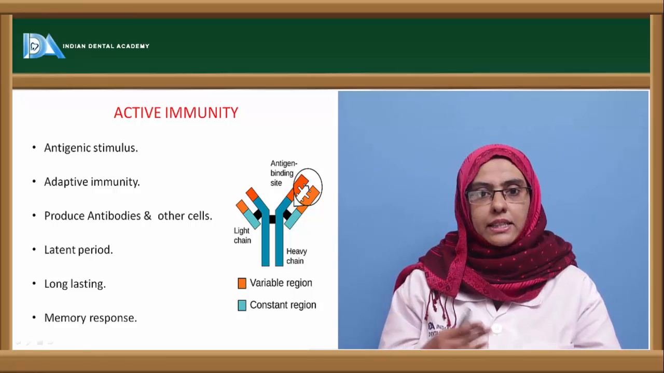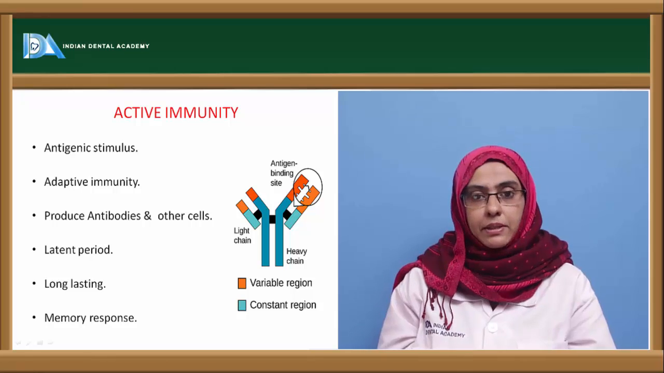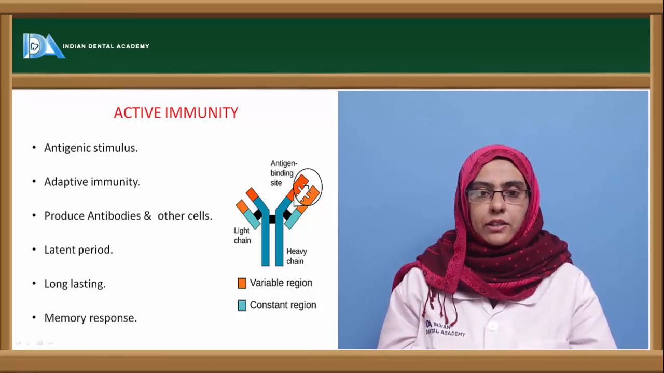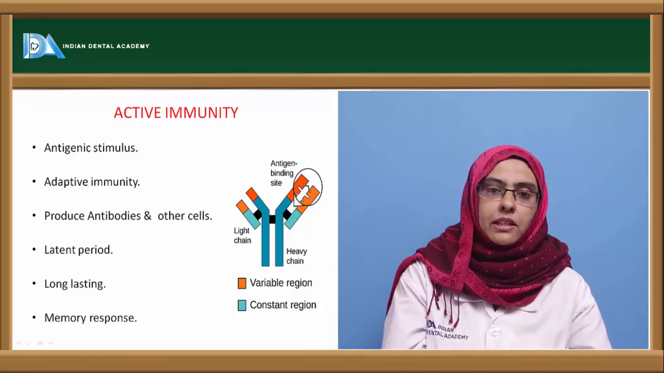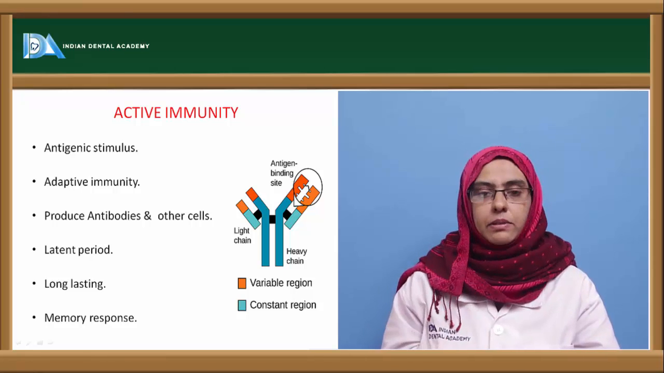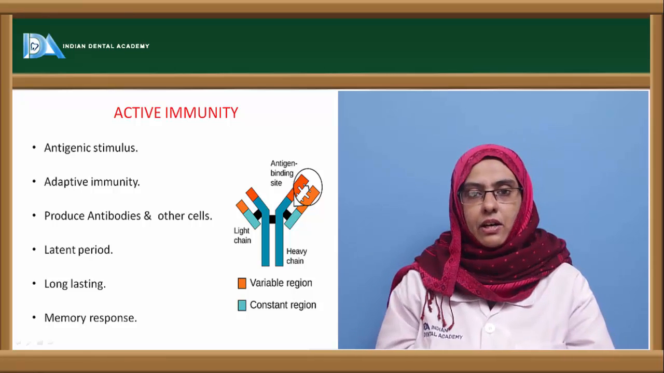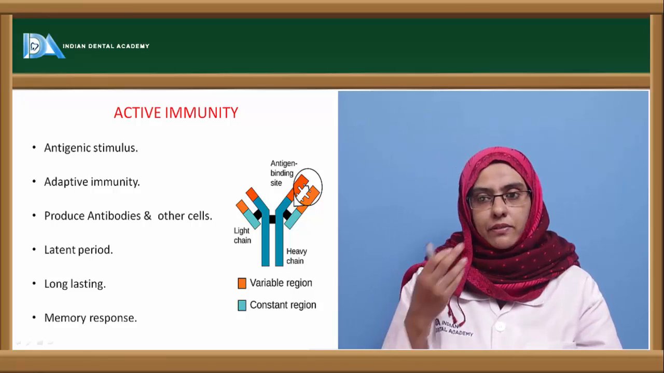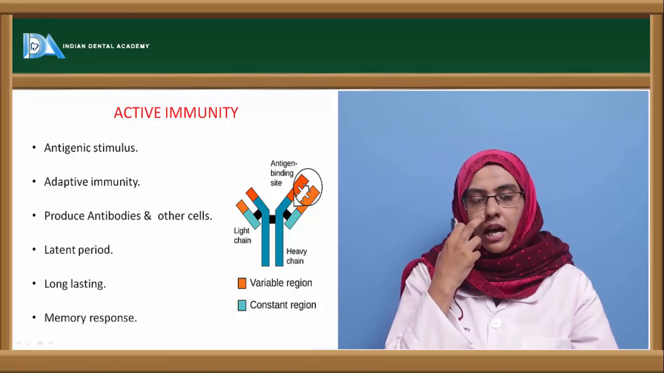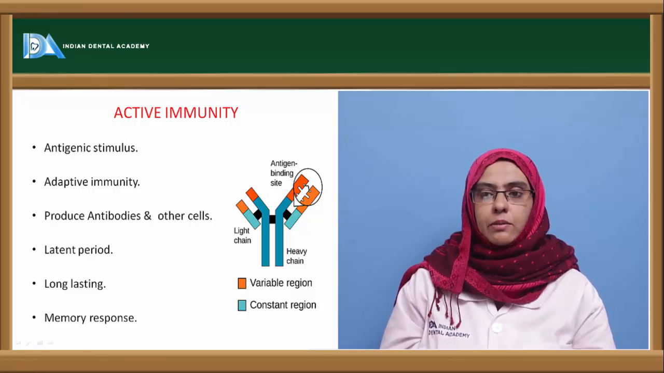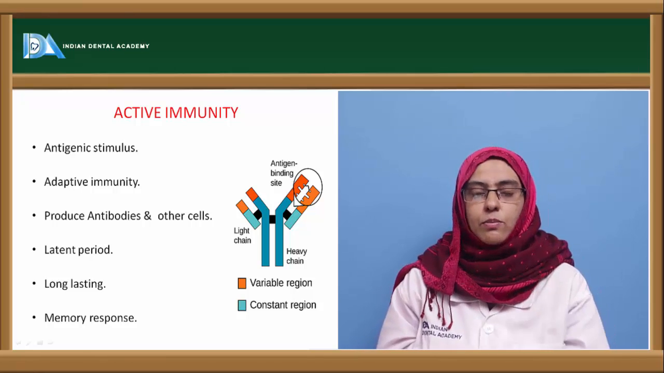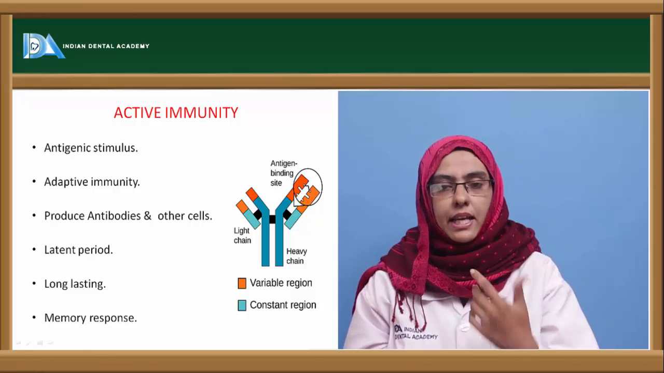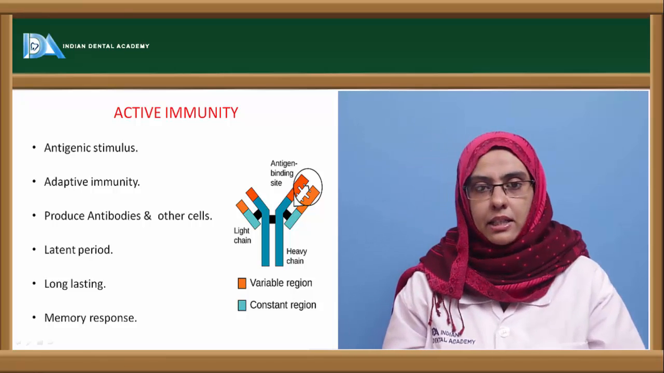It is also called adaptive immunity because we adapt it during our lifetime. It is not already present as we have seen in innate immunity. We adapt it during our lifetime when we interact with the antigen, so it is called adaptive immunity. The components of active immunity or acquired immunity are the production of antibodies and other cells. The most important component that goes and interacts with the antigen are the antibodies.